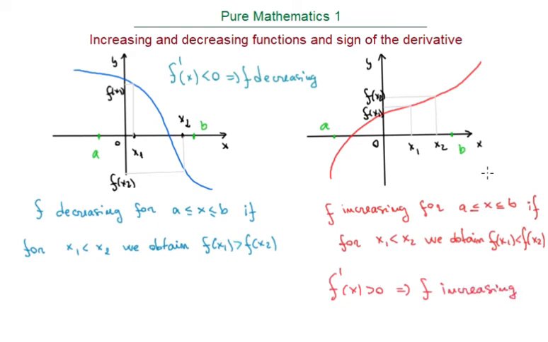So keep in mind these two excellent results that we have, which will be very important for us when working with functions. If f dashed of x is less than 0, we have a decreasing function. If f dashed of x is greater than 0, then we have an increasing function.